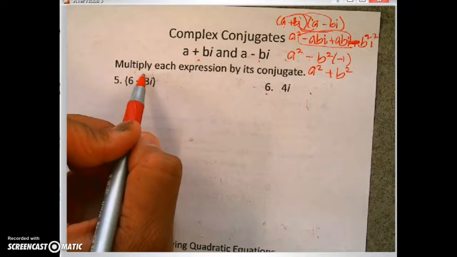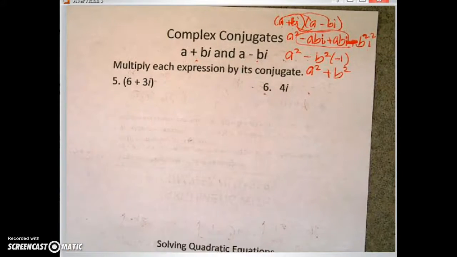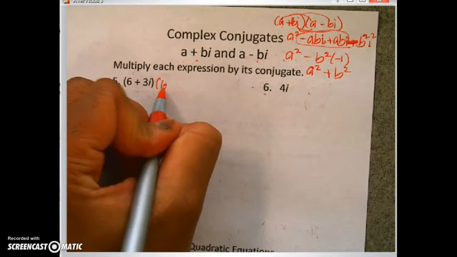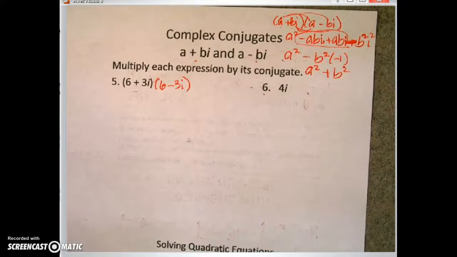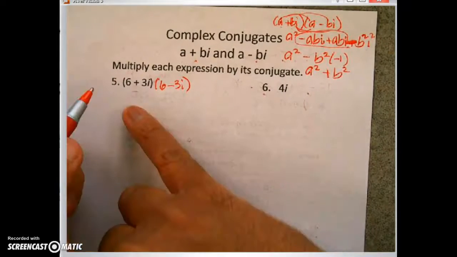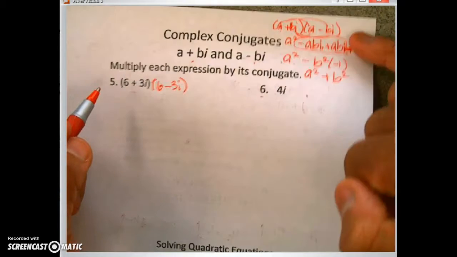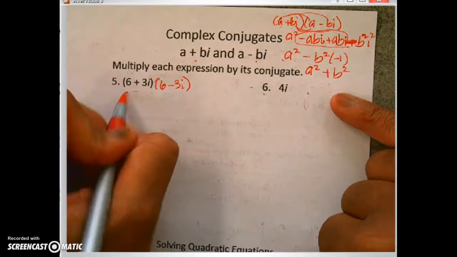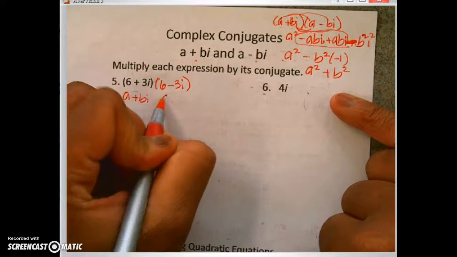So my directions here are to multiply each thing by its conjugate. So the conjugate here would be 6 minus 3i. And if this is conjugates, if it's real, then it should follow this pattern. So this is like a plus bi times a minus bi.